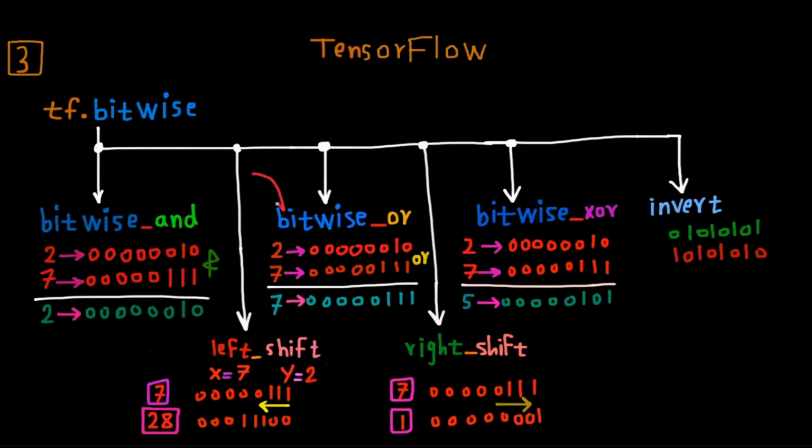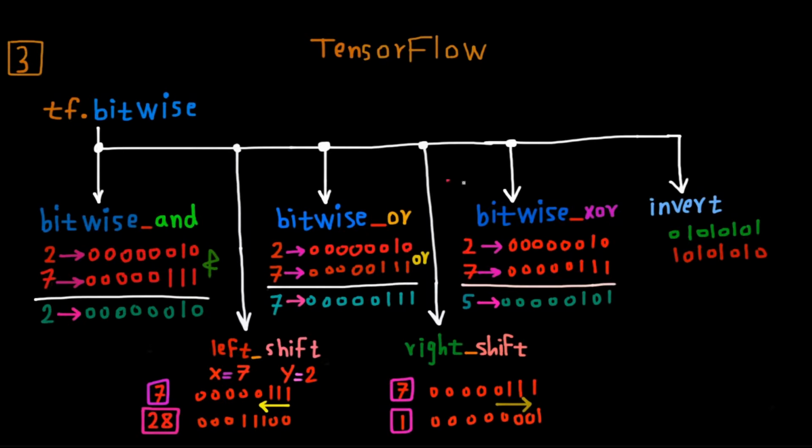Now let's go to the bitwise OR function. Let's say x equals 2 and y equals 7. Now let's apply the bitwise OR function on these two binary numbers. 0 or 0, the result equals 1. 1 or 1, the result equals 1. 0 or 1, the result equals 1. 0 or 0 equals 0. 0 or 0 equals 0, etc. Here's the result of the bitwise OR function in binary representation, which is equal to 7 in the decimal system.